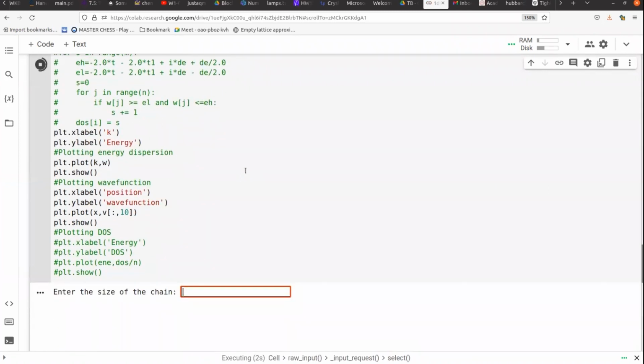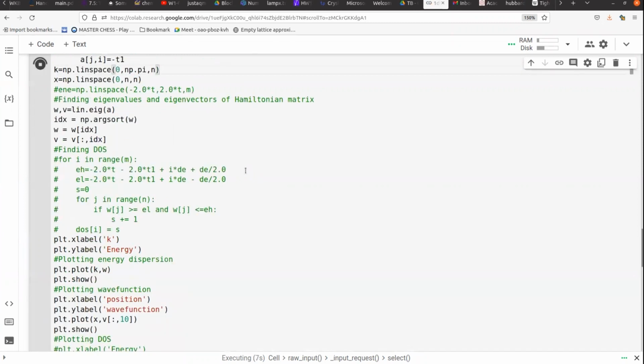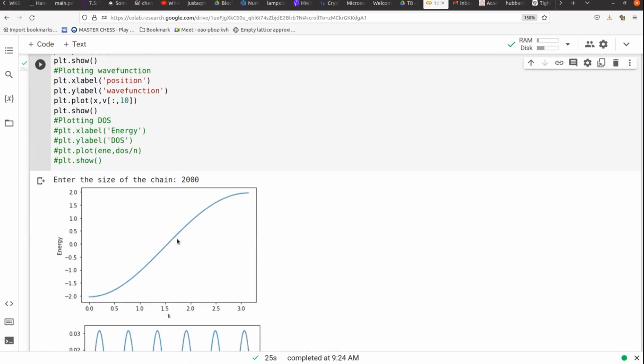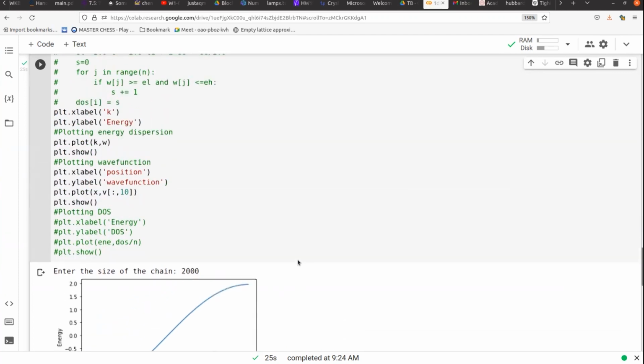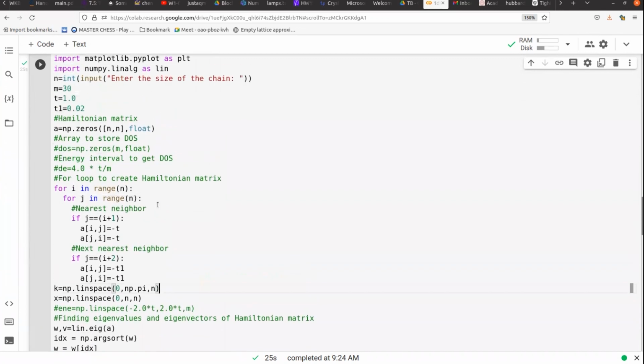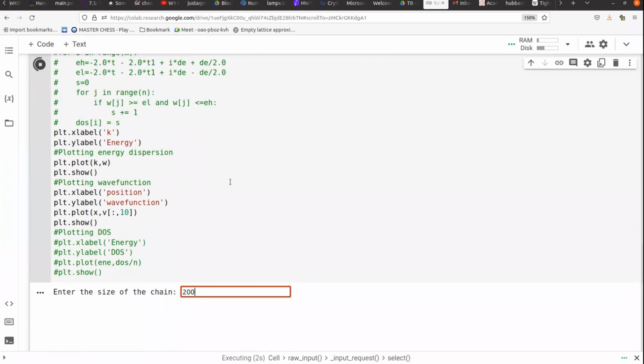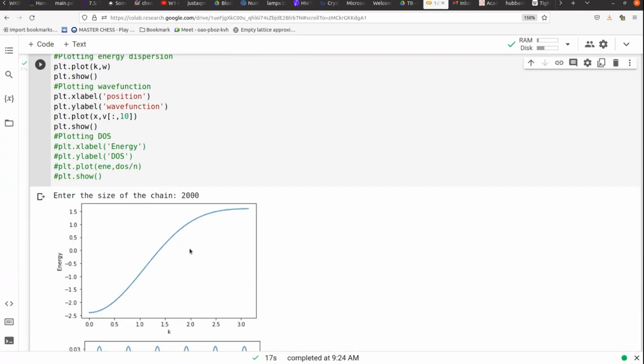So the code is asking for the number of atoms in the chain. So let me enter 2000. This is how the energy dispersion looks like. Let me enter a larger value of t1 so that you can clearly see the effect of second near neighbor interaction. So let me enter t1 equal to 0.2 and run the code. So again we enter 2000. So this is how the energy dispersion looks like.